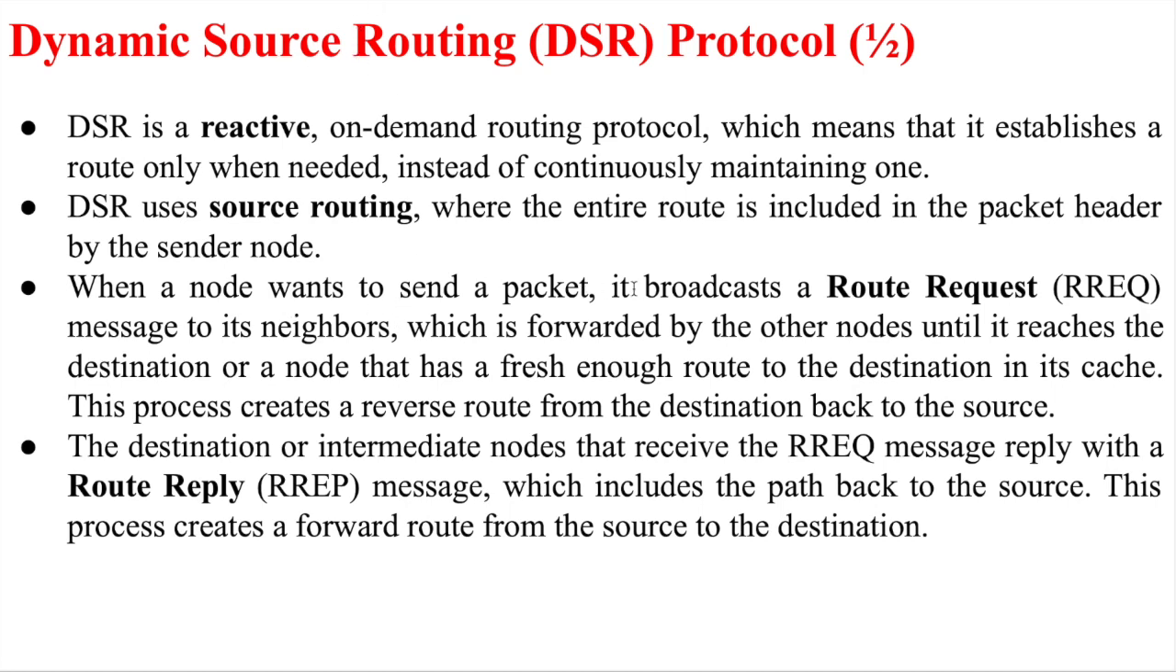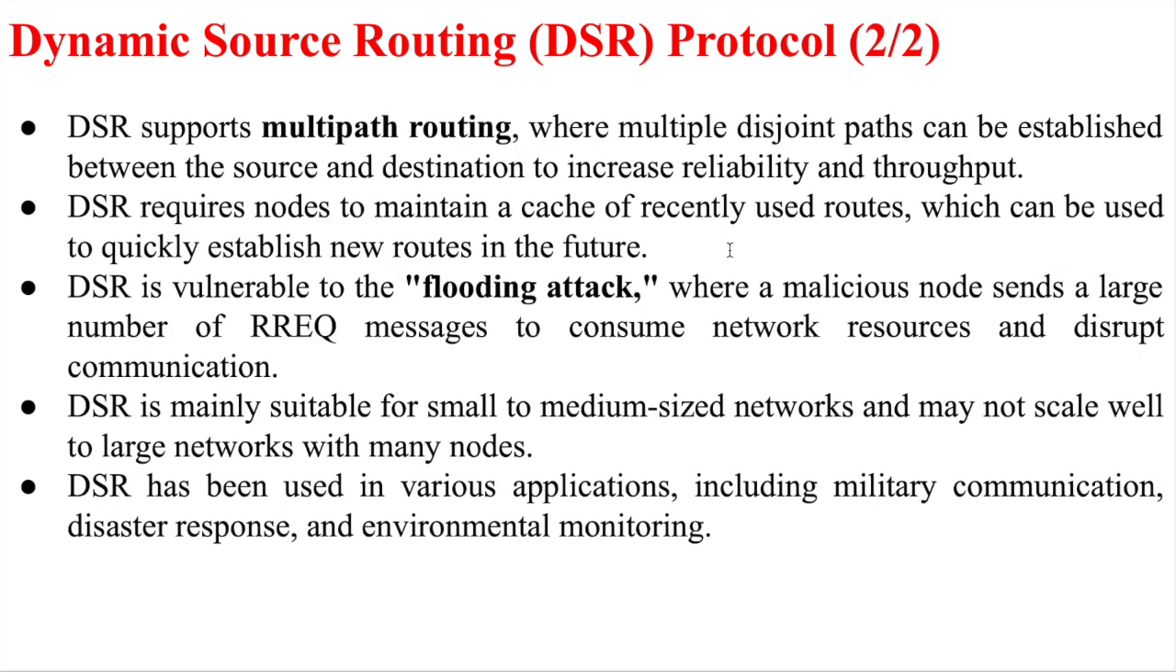When a node wants to send a packet, it broadcasts the route request, similar to the previous one, to its neighbors, which is forwarded by the other nodes until it reaches the destination. And if that is a fresh route to the destination, then they put it in the cache memory and reply back to inform that, yes, there is a path. So everything is the same as the previous one, only they have the entire route information starting from the source. Similar to AODV, they also support multi-path routing. That means they have multiple options so that they can save their routing information.